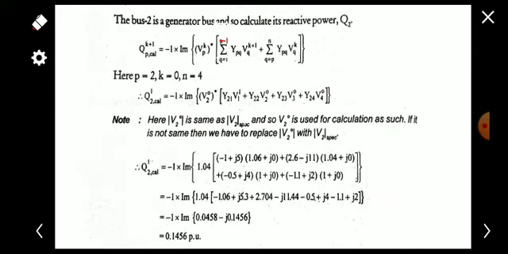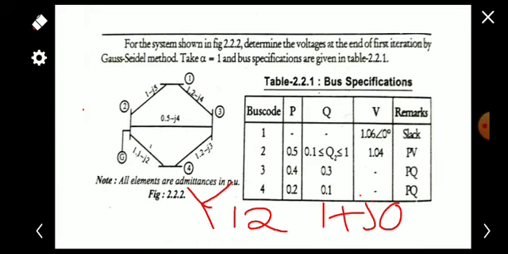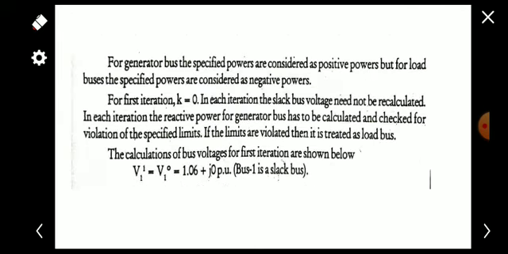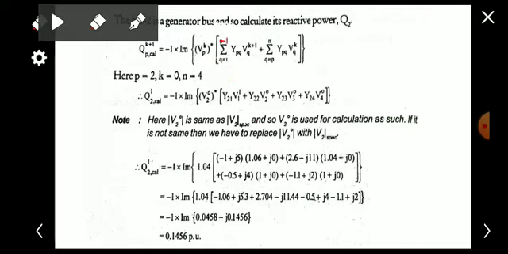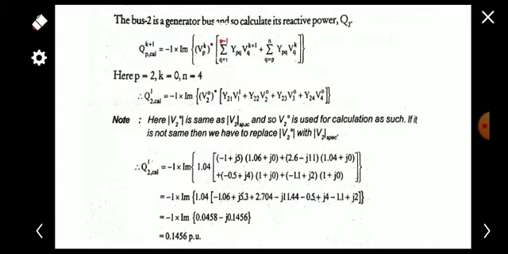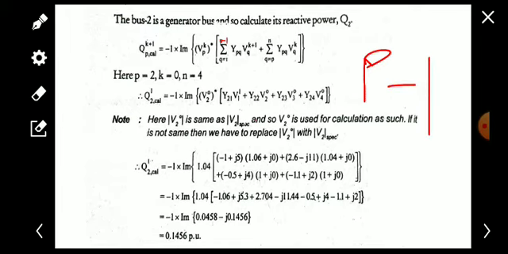And for bus 2, a generator bus, we have to calculate the reactive power Q2 and check whether the calculated value is within the limit. For calculating the reactive power, we have the equation: QP calculated, K plus 1, is equal to minus 1 into Im, imaginary part of VPK star, sigma Q equal to 1 to P minus 1. Up to P minus 1 we have to calculate for the first time.